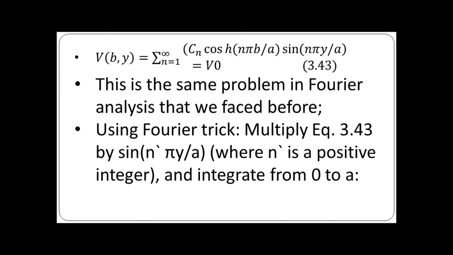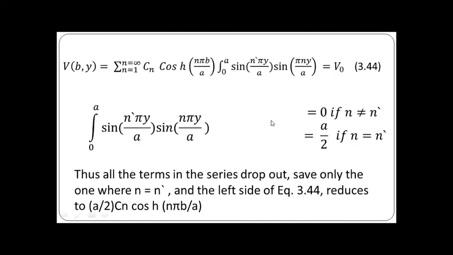So we'll get the specific solutions to our problem. Using the Fourier trick, we can multiply this equation, both the left hand side as well as the right hand side, by sin n' pi y upon a, and integrate in the limit from 0 to a. Now, when we do these things, what will happen?